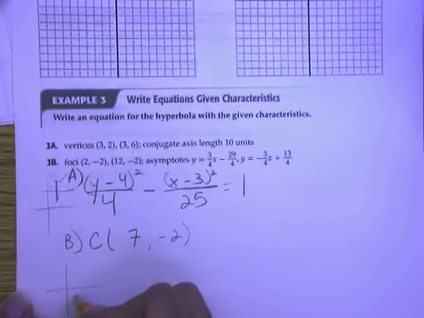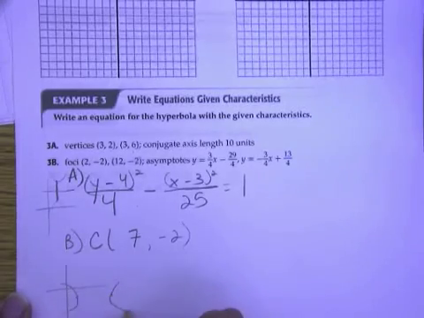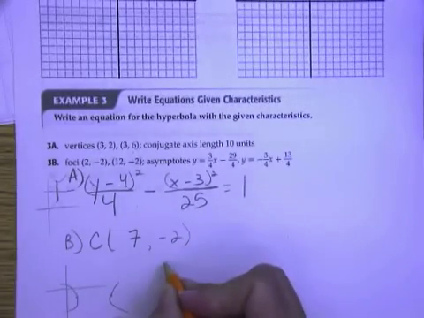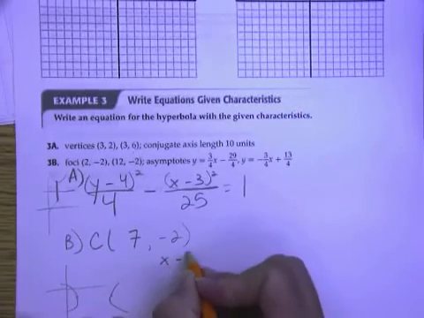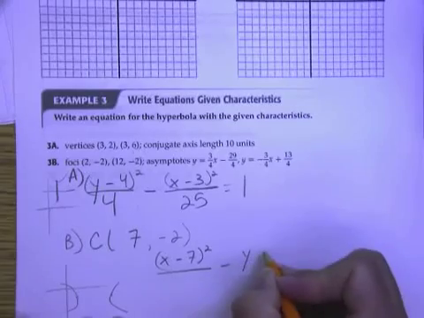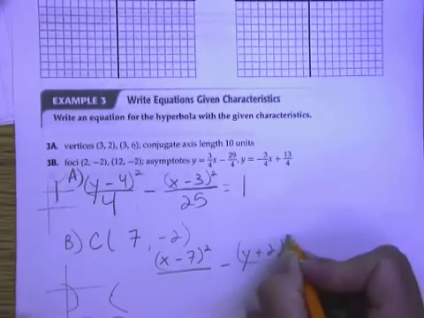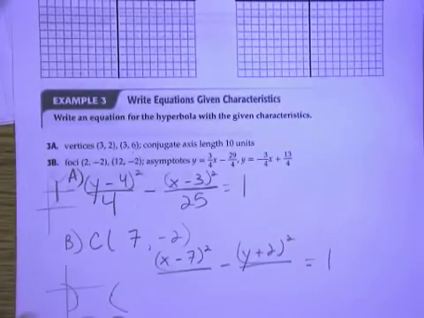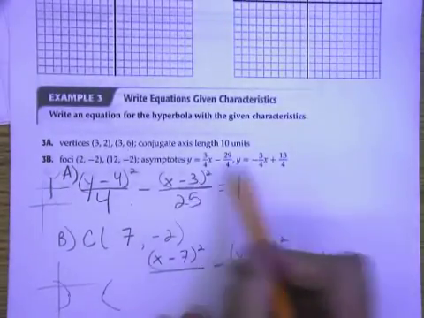The foci, if I were to sketch them out, would be (2, -2) and (12, -2). That means it's opening horizontally, so it's x first this time. So (x - 7) quantity squared over, and then (y + 2) squared over, equals 1.